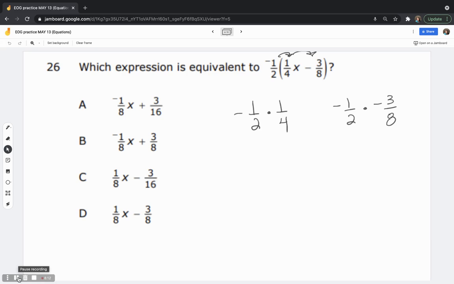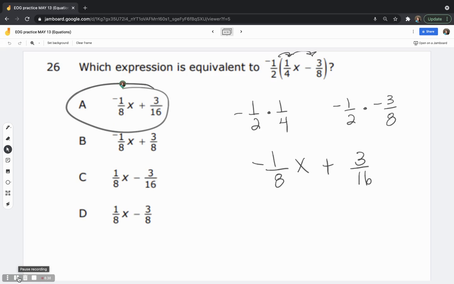And I'm going to multiply straight across. So negative 1/2 times a positive 1/4 is going to give us negative 1/8. Negative 1/2 times negative 3/8 is going to give us a positive 3/16. So I have negative 1/2 x plus 3/16, which would be answer A.